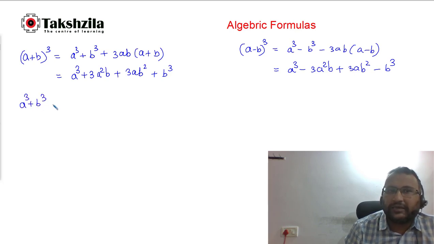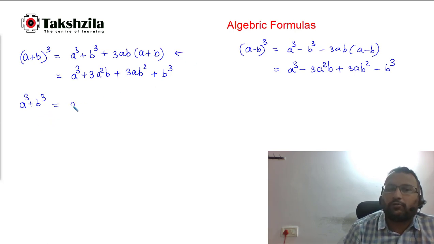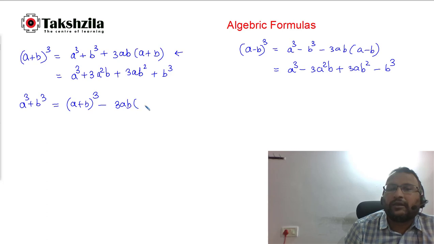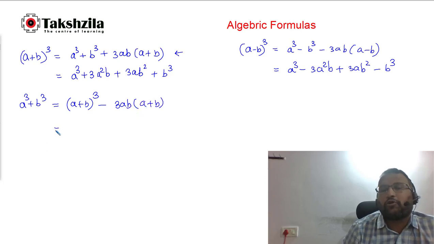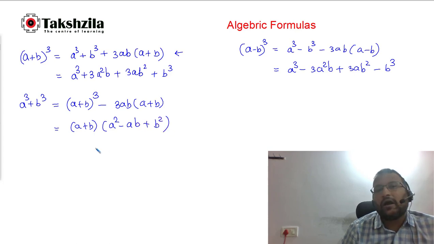After this, a cube plus b cube. You can derive the formula for a cube plus b cube from this. The value of a cube plus b cube is equal to (a plus b) whole cube minus 3ab into (a plus b). Or if you simplify this further, what you will get is (a plus b) in one bracket, and in the second bracket, a square minus ab plus b square.